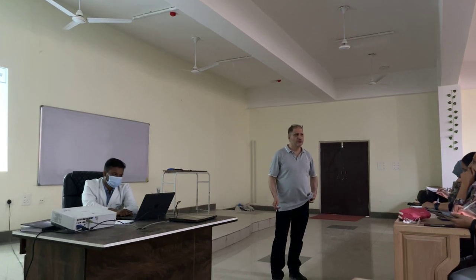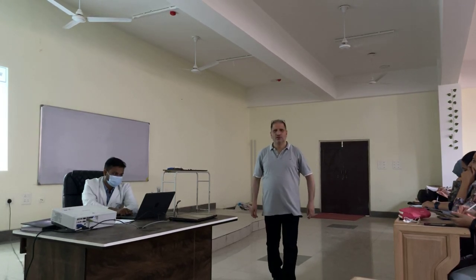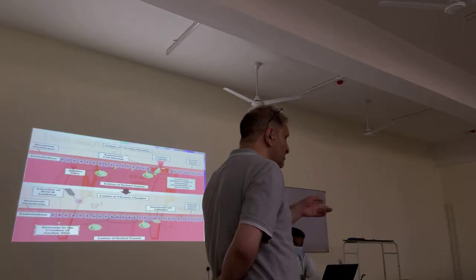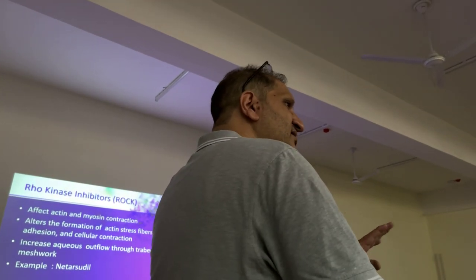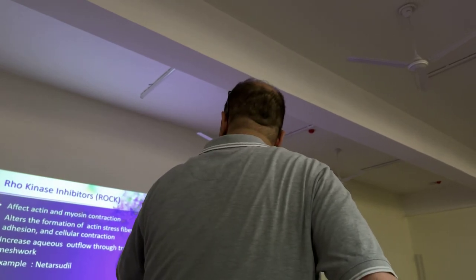How? They have three, four mechanisms. One, I told you, they act on the actin myosin. That will open up the trabecular meshwork. Number two, they decrease the aqueous production, by a non-epinephrine mediated decrease. Maybe what the exact mechanism is is unclear, but they decrease the aqueous production also. They increase the conventional outflow through the actin myosin also.